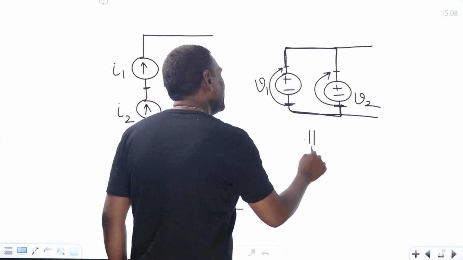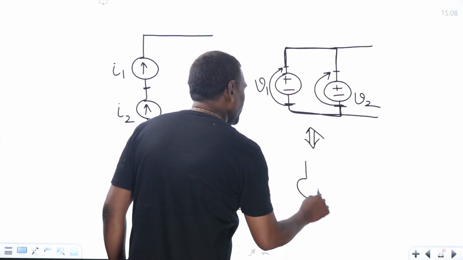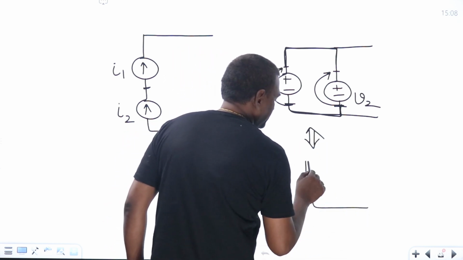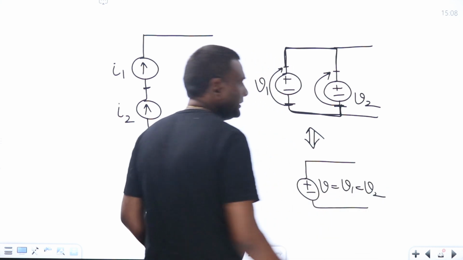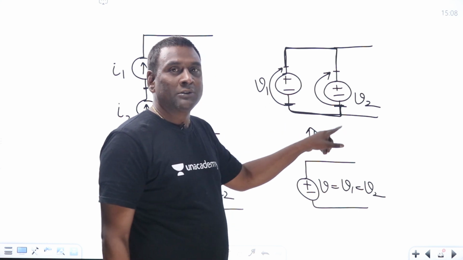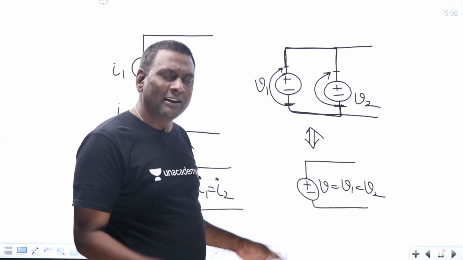So what should be the equivalent? My equivalent is going to be V equal to V1 equal to V2. Now, if V1 is not equal to V2, conservation of energy is going to fail, so we cannot analyze.